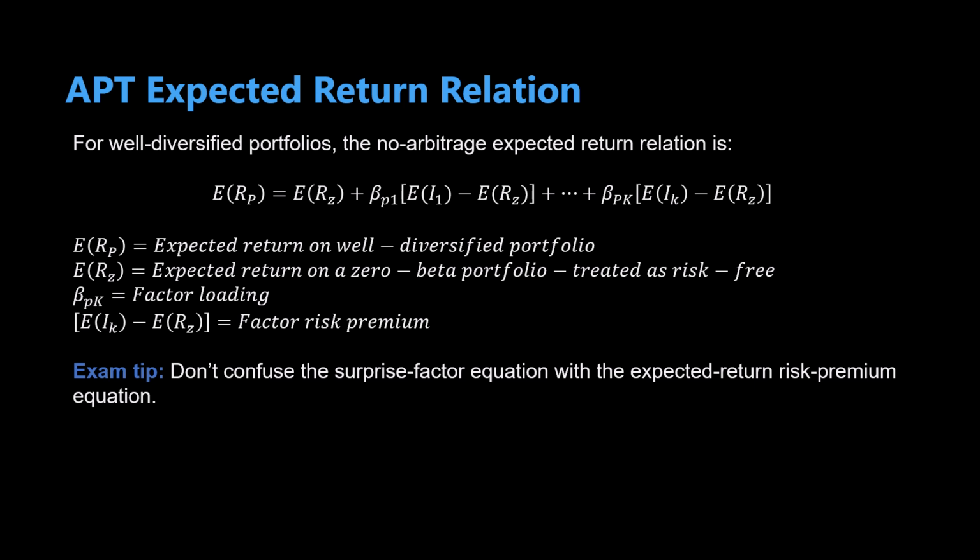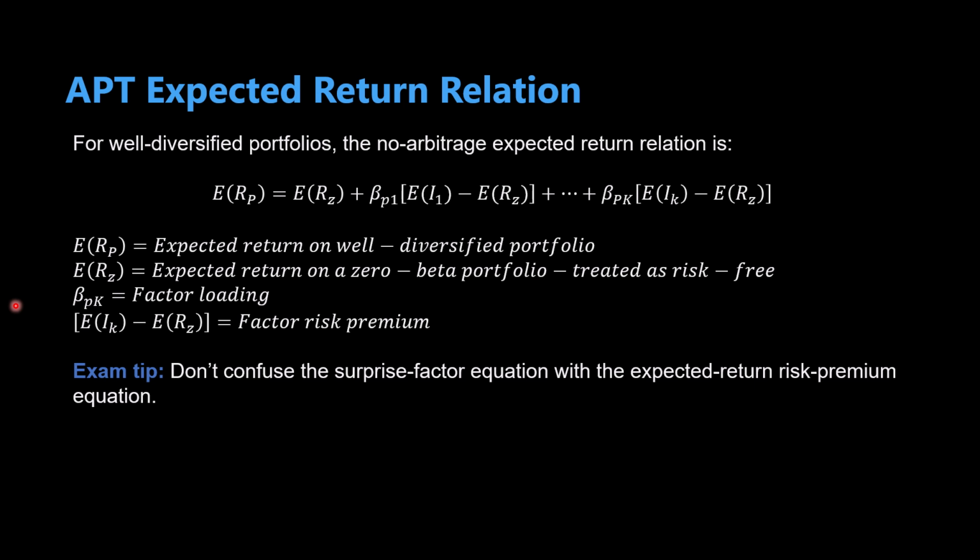Now let's turn to the non-arbitrage expected return relation for a well-diversified portfolio. In this representation here, the expected return of a well-diversified portfolio is composed of the expected return of the zero-beta portfolio and the risk premium for each factor, multiplied by the beta of the portfolio. This equation is conceptually different from the previous one. Here we are not using factor surprises. We are expressing expected return as a baseline return plus compensation for exposure to priced factors.